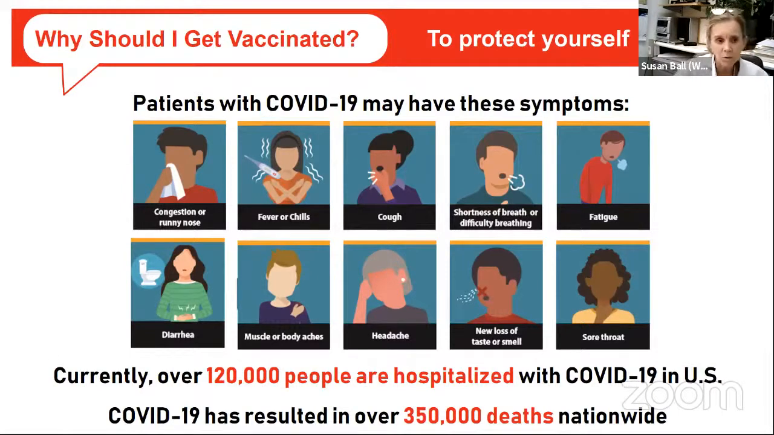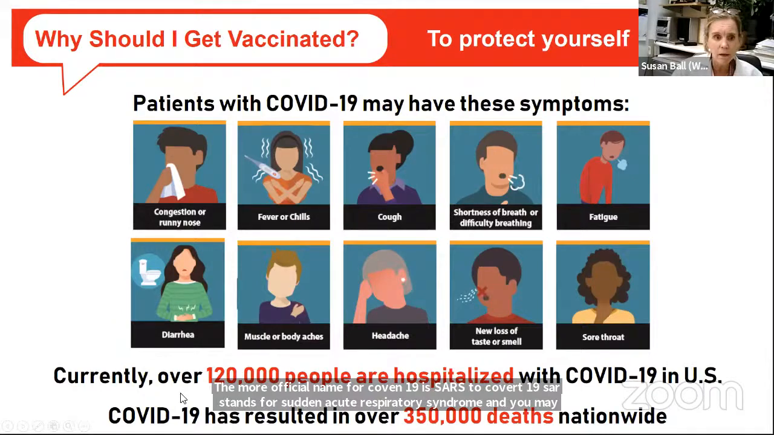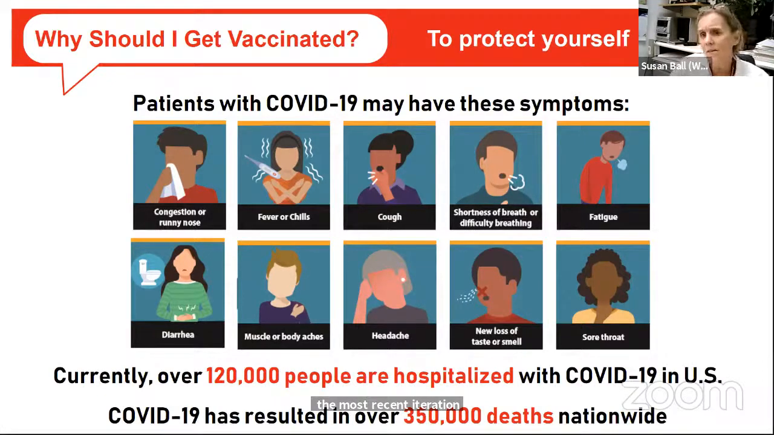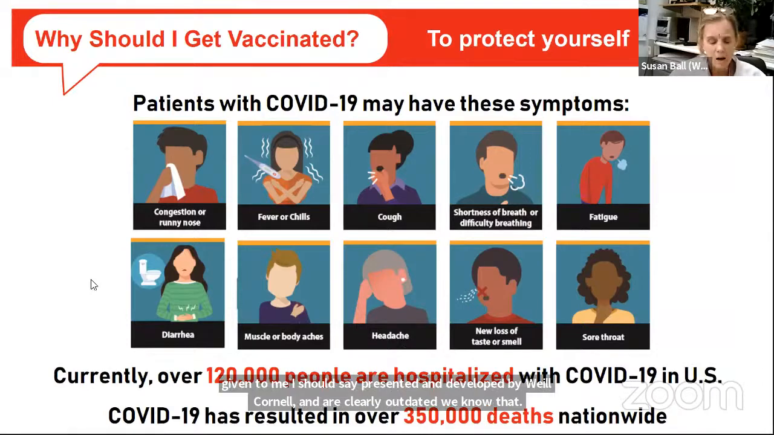These slides were developed by Weill Cornell and are clearly outdated. I don't know exactly when this slide was made, maybe a month or more ago, but we know that the current statistics are that 465,000 Americans have died from COVID.